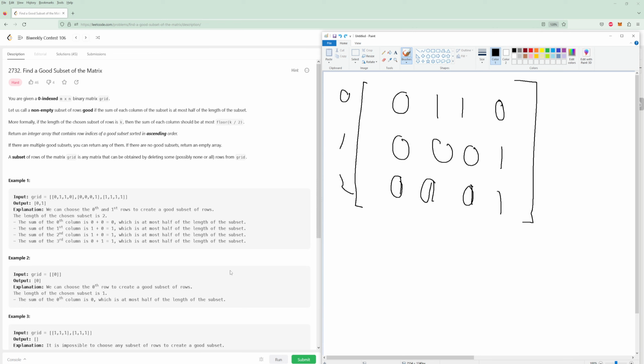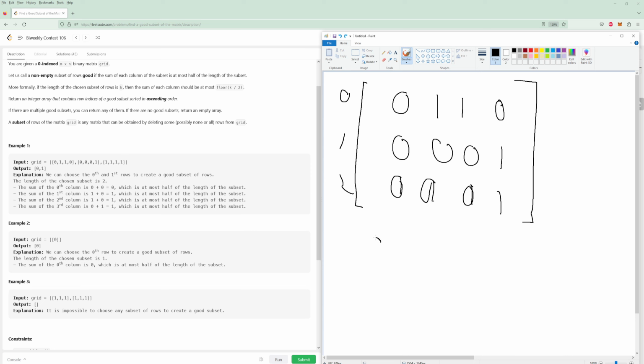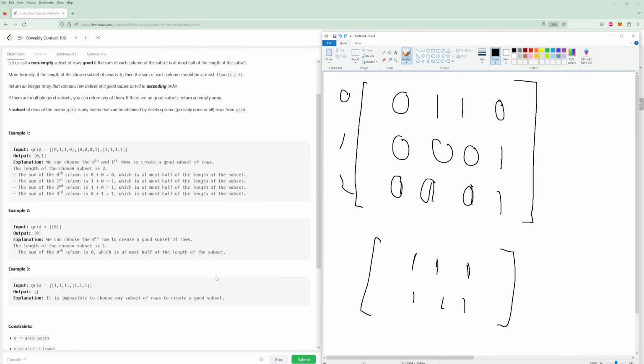Okay, and now let's look at example 2. This is kind of what they're saying, where you have grid 0 and they chose the 1. Now let's look at example 3. You have 1, 1, 1, 1, 1, 1. And you can't pick anything here because no matter what you pick, your number of ones will be more than half of the length of the subset. If you pick one row, then it would need to be floor, so it would need to be 0 ones, which wouldn't work because they're all 1. And if you pick 2, then you would need to have 1 one and you'd have 2. So this one wouldn't work.